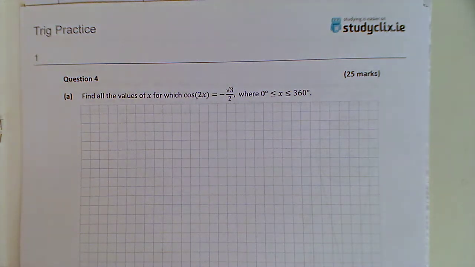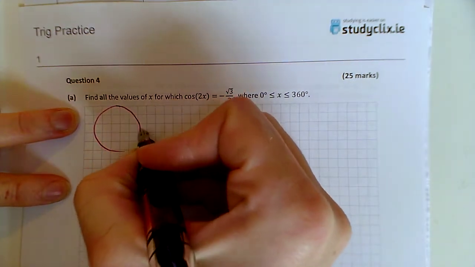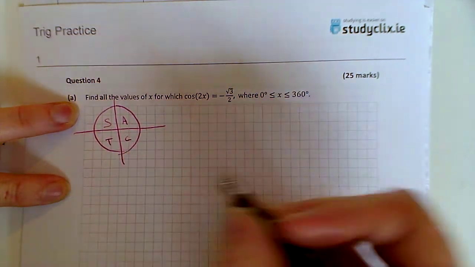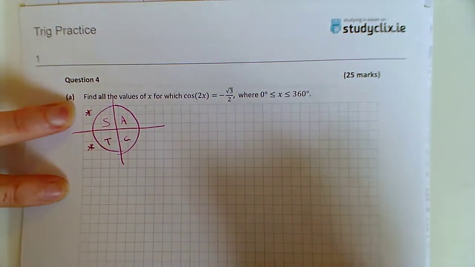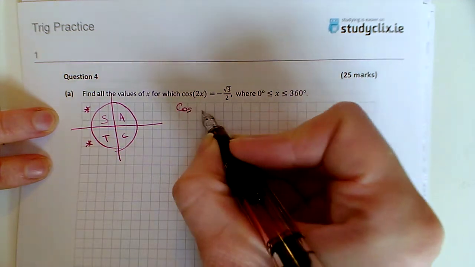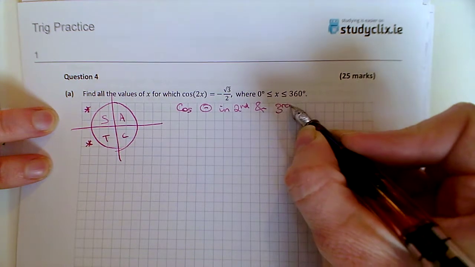So the first question here, Question 4, we had to find all the values of x for which cos of 2x is equal to minus root 3 over 2. So first thing we're going to do is remind ourselves of what quadrants we're going to be talking about by sketching our unit circle, and we've A, S, T, C. Cosine is negative, so cosine is negative in the second and the third quadrants, and we might just write that down. Cosine is negative in the second and third quadrants.